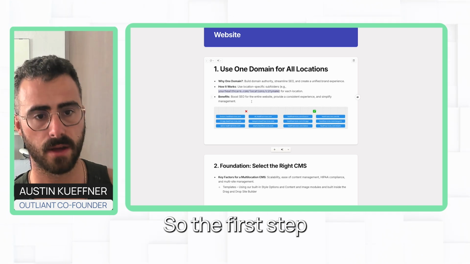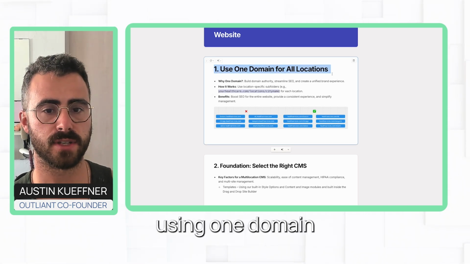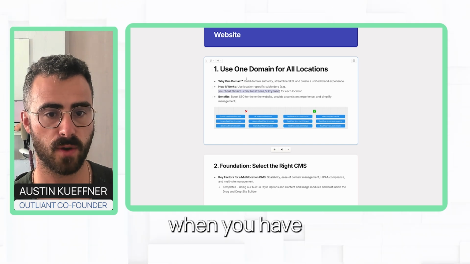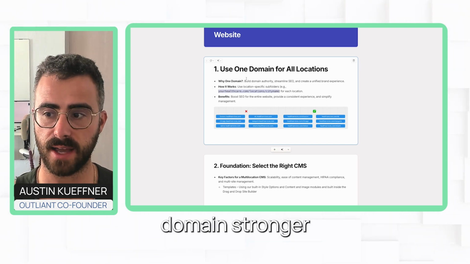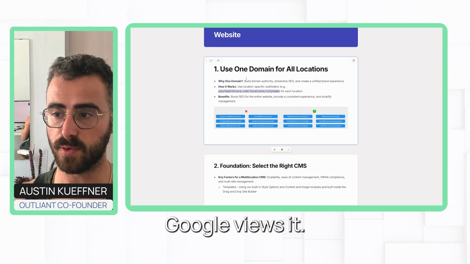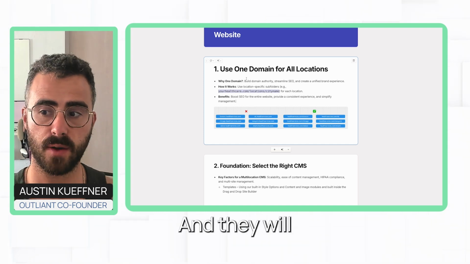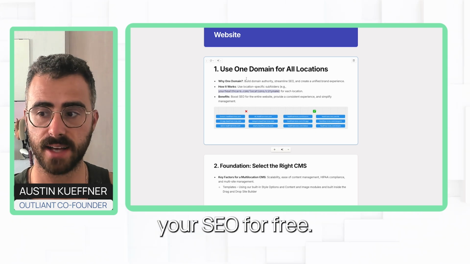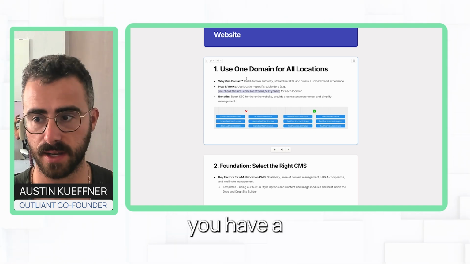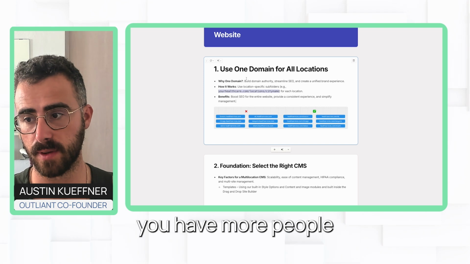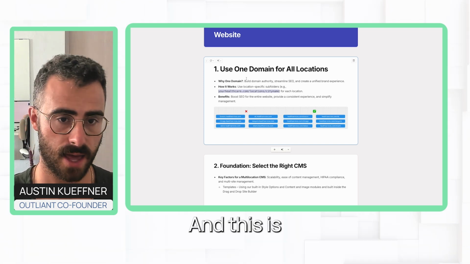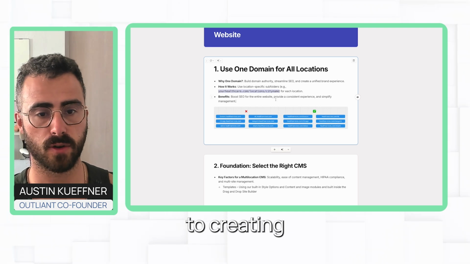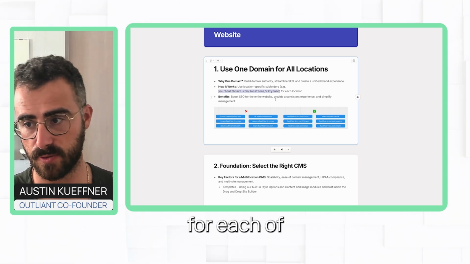So the first step is to make sure that you're using one domain for all locations. Essentially, when you have one domain, it makes that domain stronger in terms of how Google views it, and they will elevate your listings on Google or elevate your SEO for free. Just because you have a larger website, you have more people linking to that website. And this is in juxtaposition to creating separate websites for each of your locations.